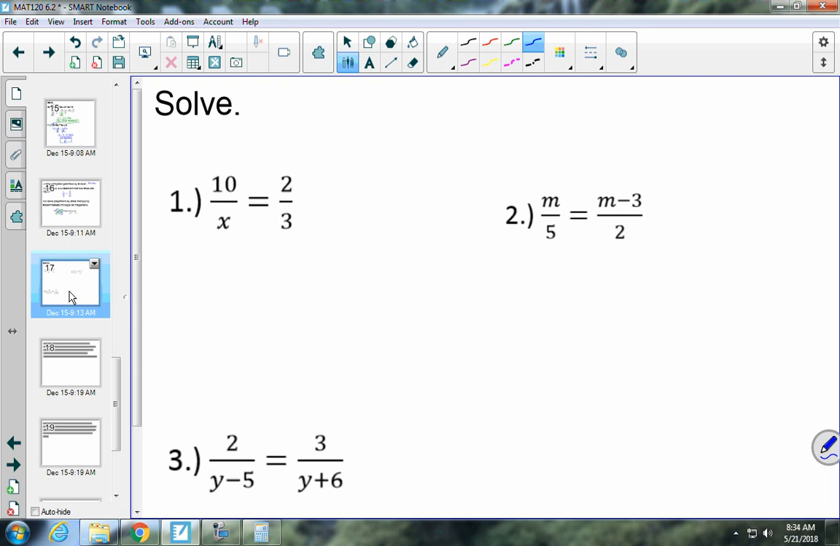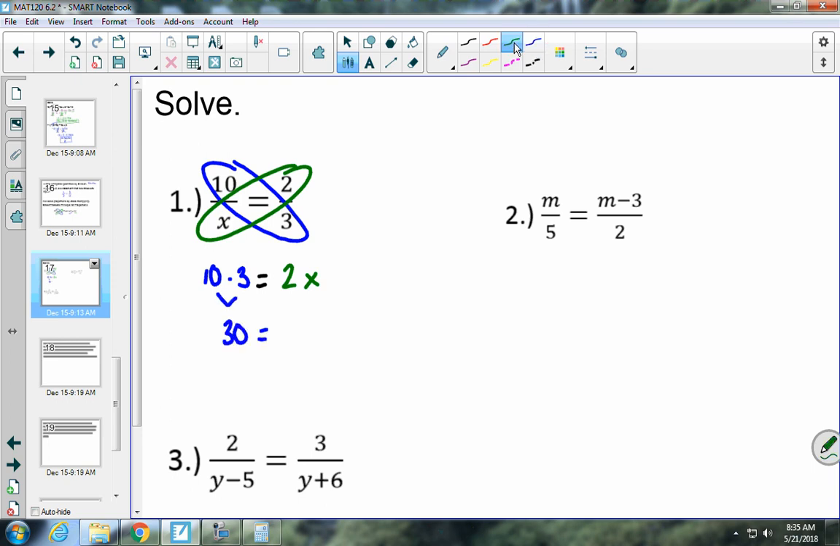When we have something like number 1, 10 over x equals 2/3, it's very straightforward. We multiply our diagonals, so we'll have 10 times 3 equals our 2 times x. And then we just solve. 10 times 3 is 30. To get that x by itself, I undo multiplication with division and find that 15 equals x.